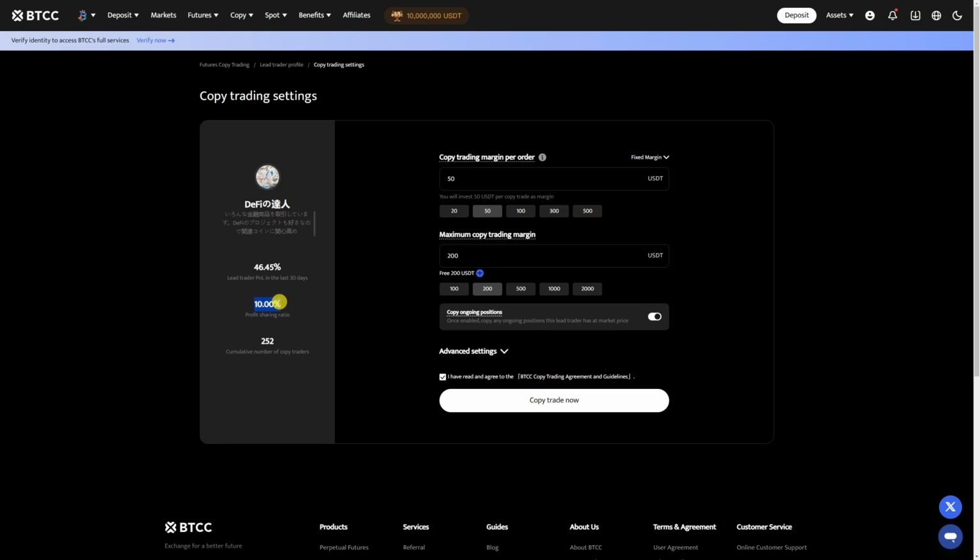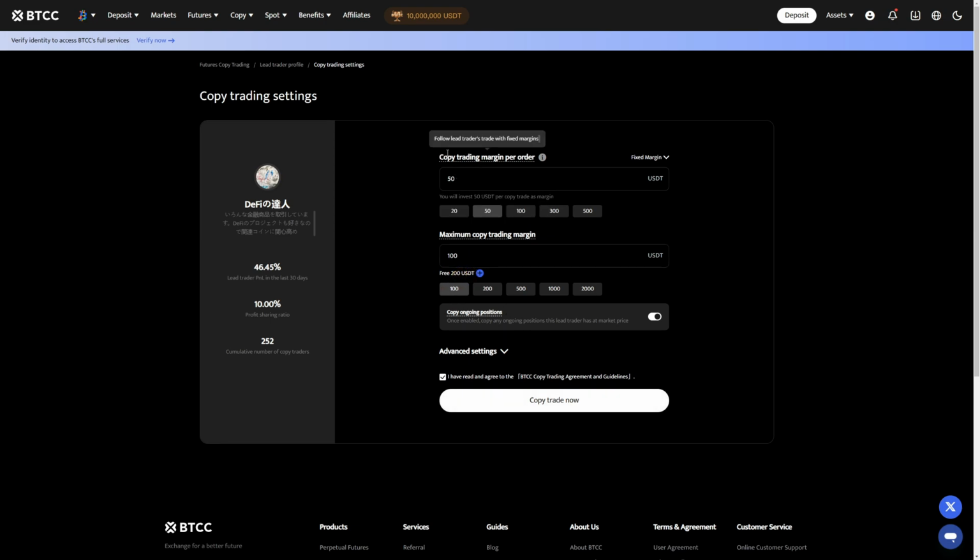Now 10% profit sharing ratio, which means every time the lead trader makes a profit for us, we will share 10% of the profits with him, which is also fair. And then we can see 252 traders who followed him. And now we can decide how much we want to put into this trader. In this case, let's just go in with $100. I have $200 available. I only want to put in $100.